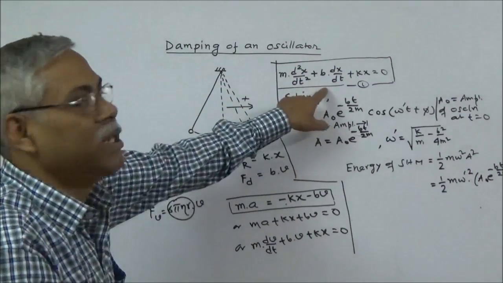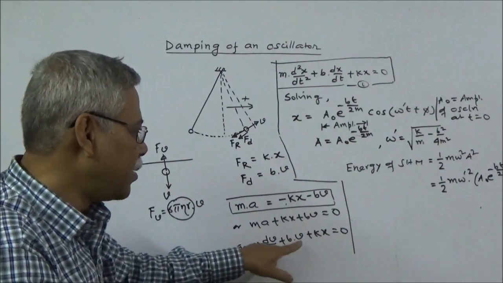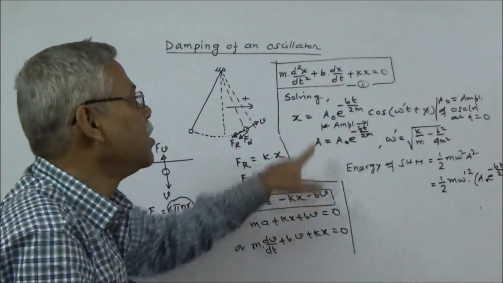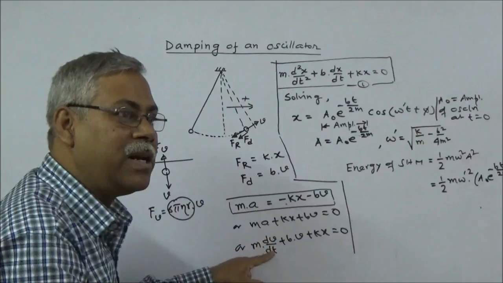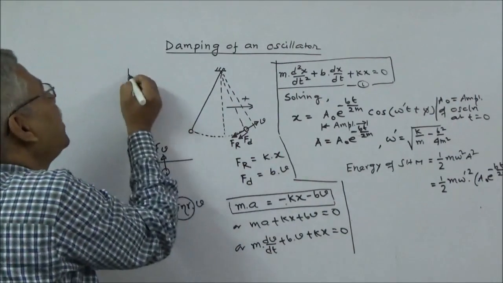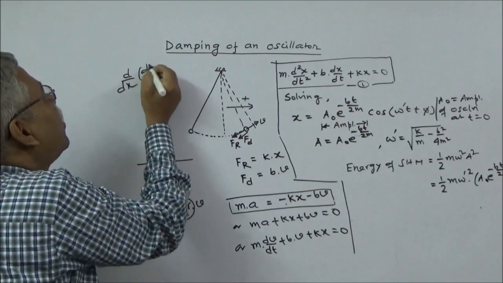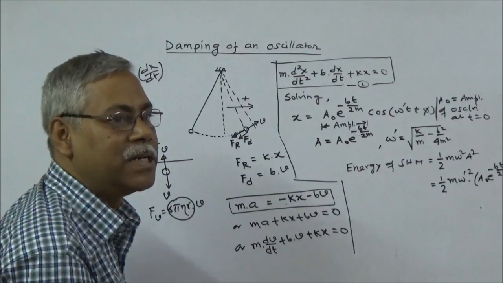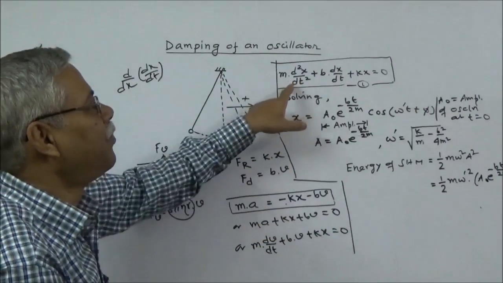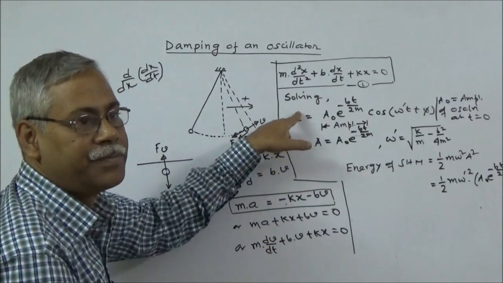This is a differential equation. How do you get this? Writing v equal to dx by dt, so v into dx by dt, and then v equal to dx by dt, dv by dt is d2x by dt square. Okay, so then this differential equation is solved.